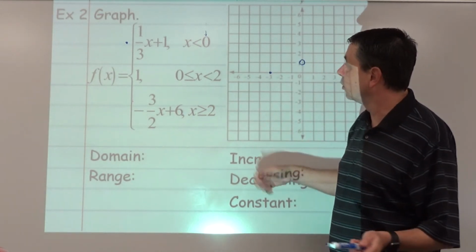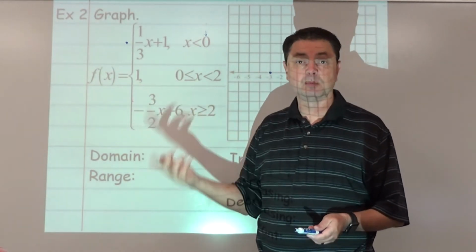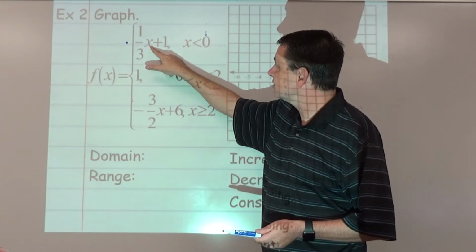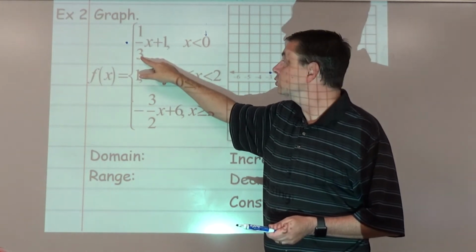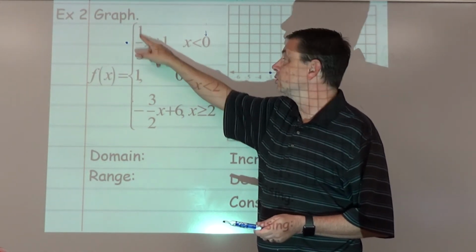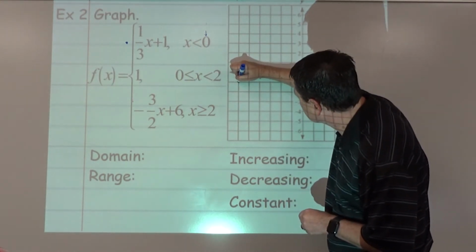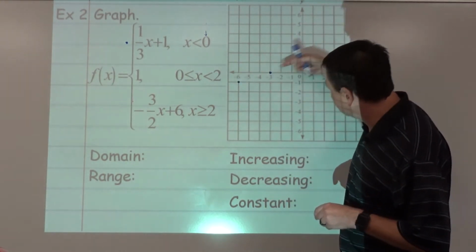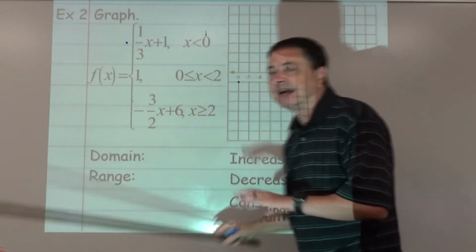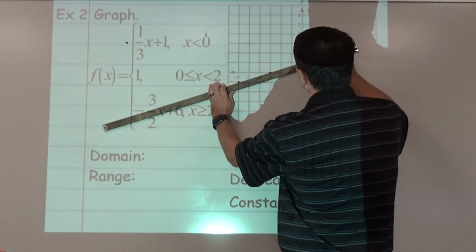If I want to try one more, again something easily divisible by 3, I'm going to pick negative 6. Divided by 3 is negative 2, times 1 is still negative 2, plus 1 is negative 1. So I started here and I'm going that way. That's my piece for the piecewise.